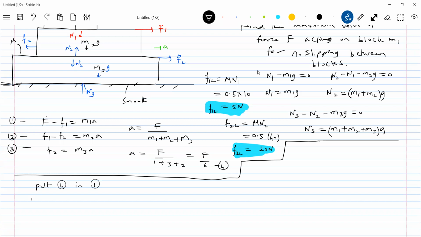We end up with one equation: F minus F1 equal to M1 times acceleration. What is the value of M1? M1 is 1. This will be F by 6. So F minus F by 6 equal to F1. So what is F1 equal to? 5F by 6. As I keep on increasing the applied force, what will happen to F1? It will also increase. As I keep on increasing the applied force, the friction force at surface 1 also will increase. So what is the maximum upper limit for F1, F1L?